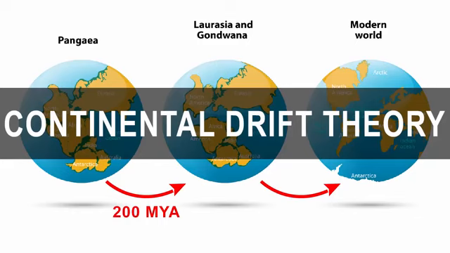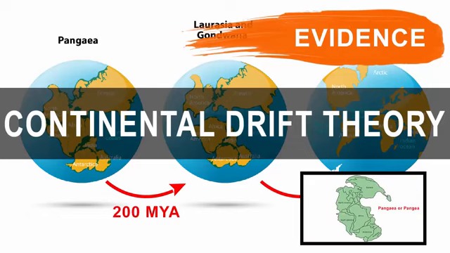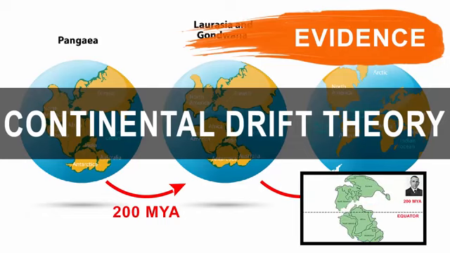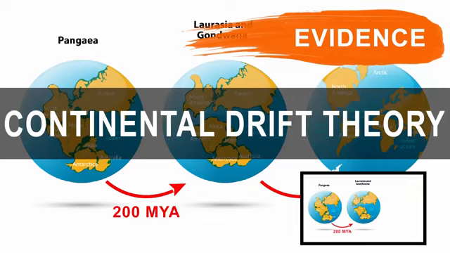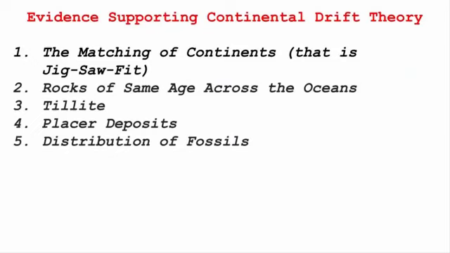In this video, we're going to look at the evidence that supports the continental drift theory. In case you haven't watched the video on the continental drift theory, please do so. The link is in the description and you'll get some context as to what we are going to talk about in this video. So in total, there are 5 points that provide strong evidence that the continental drift theory is real.